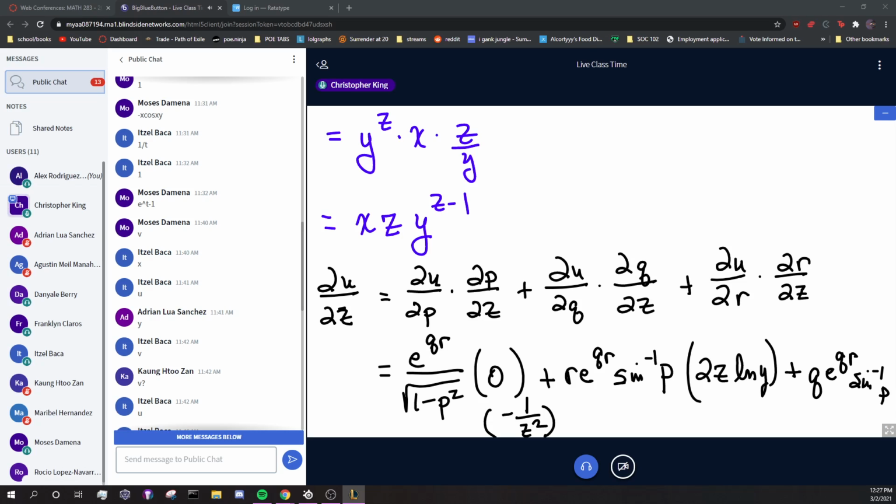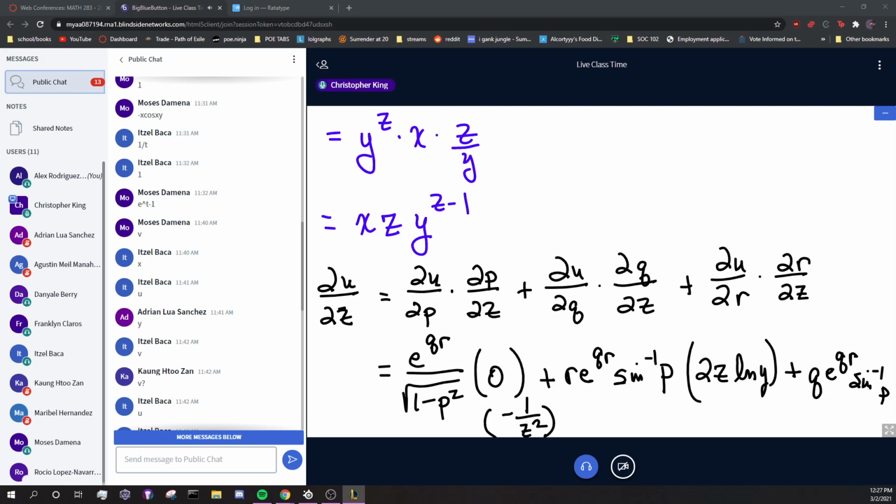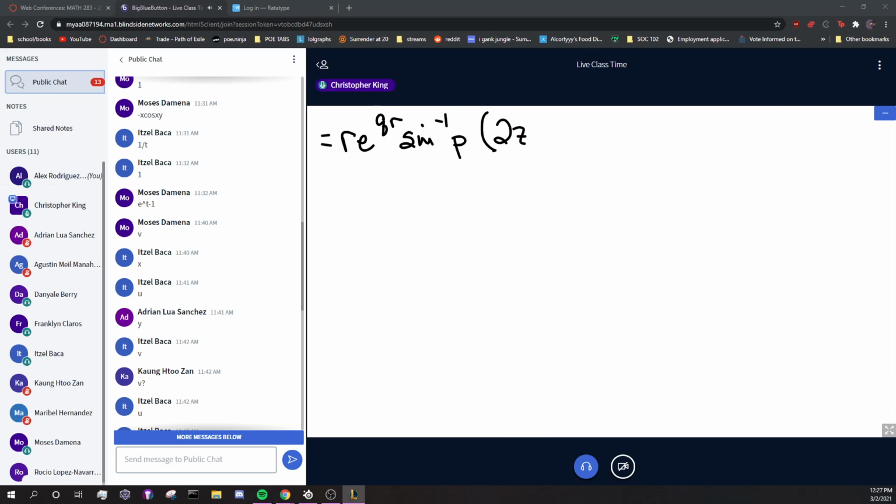So essentially what we end up with is this. We have r e to the qr times the sine inverse of p times 2z ln y plus q e to the qr times the sine inverse of p times negative 1 over z squared.